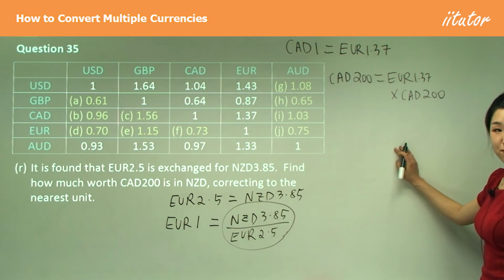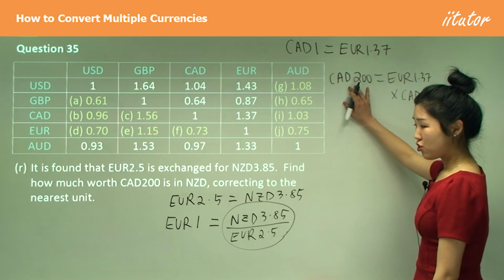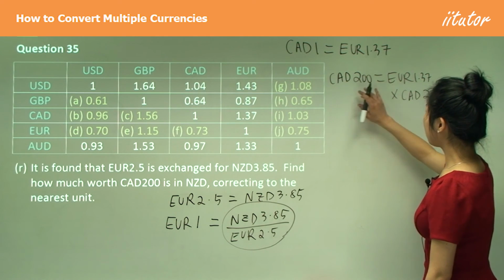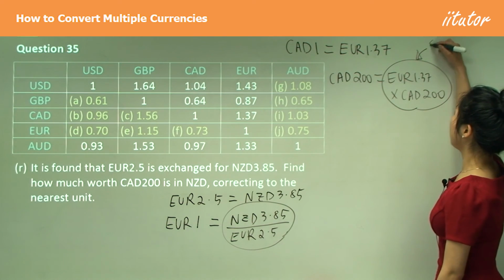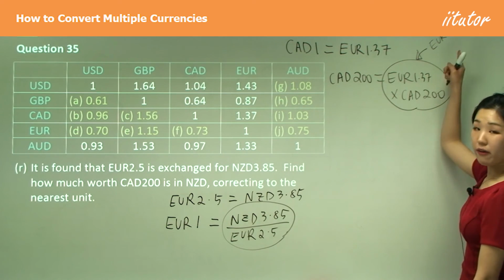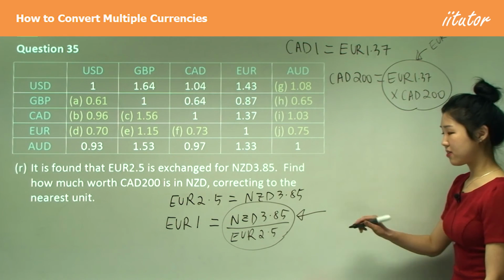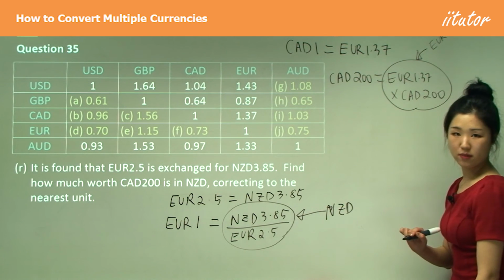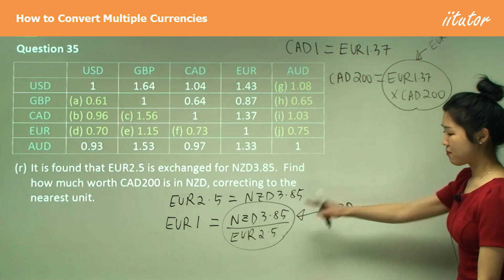Can you see that? But I want to change Canadian to New Zealand. And you can see that Canadian 200 is this much euro. This is in terms of euro, okay? You can say that this is 1 euro, but if I want this much euro, I would have to multiply this by the exchange rate, isn't it? Because 1 euro is equal to this much New Zealand dollars. So if I want this much euro, I'd have to multiply that by this lot.